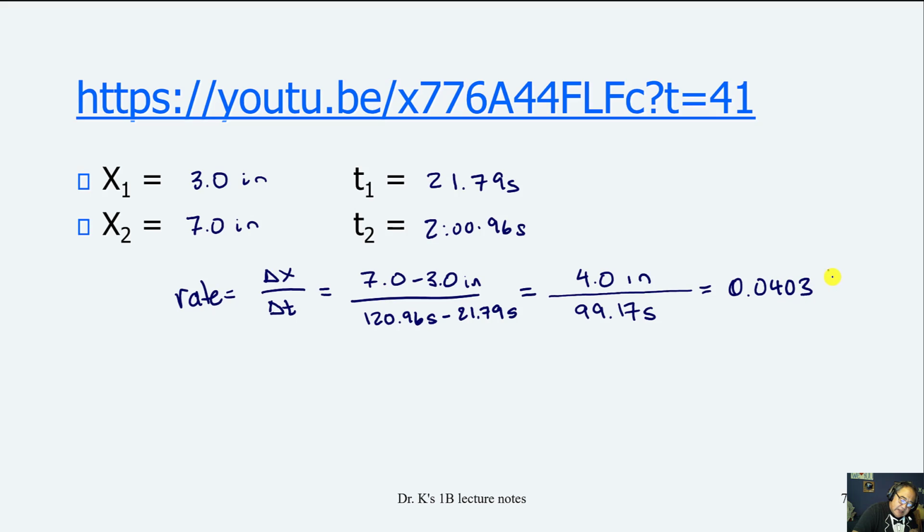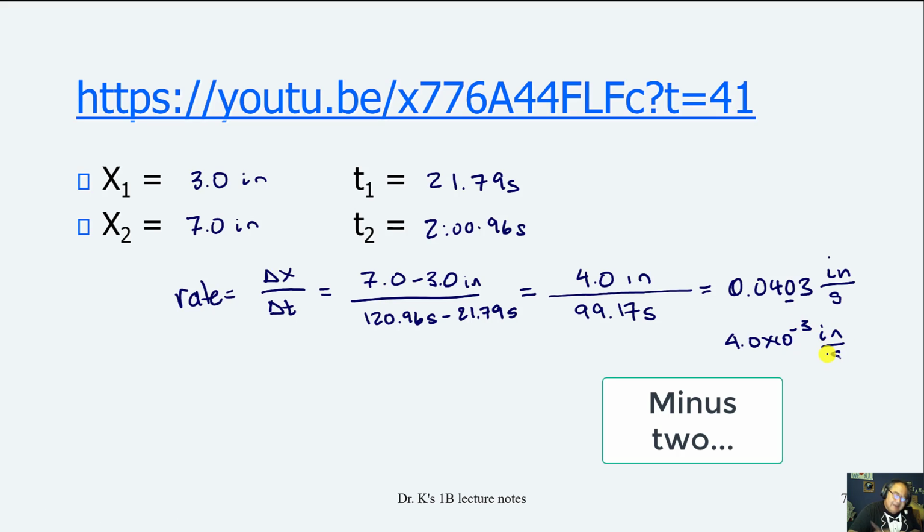And the units are inches per second, like that. And then, the whole sig fig thing, there's only 2 sig figs there, so I'm going to call this 4.0 times 10 to the minus 3 inches per second. It's not really fast, right?